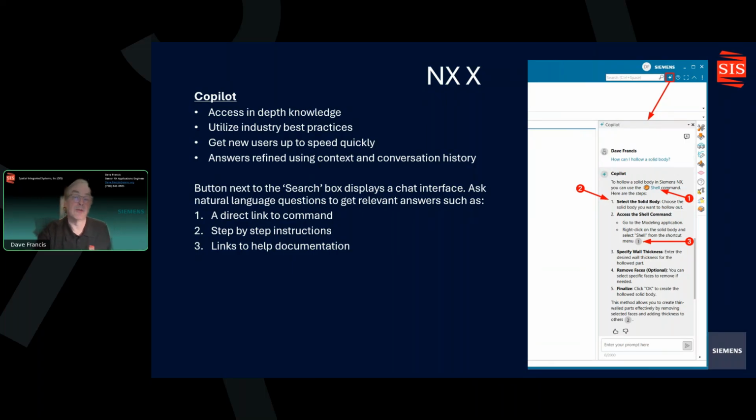Notice in my graphic here, there's a little icon to the right of the search text box. You click on that, it's going to launch the Copilot panel, and you can ask it a question. And notice in my example here, I asked it, how can I hollow a solid body? Perhaps I didn't know that the terminology in NX was shell, but Copilot understood what I was asking, and it came back with the shell command and gave me some step-by-step instructions, along with a link to the command where I can launch it, and also some little balloons that would launch the help documentation for a deeper dive into information there.